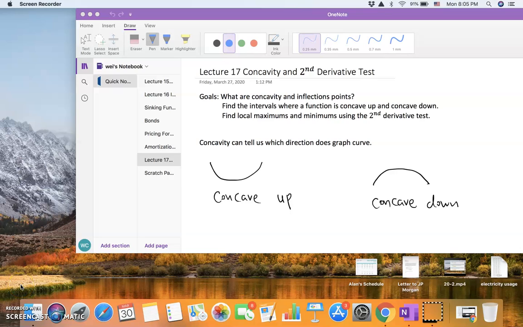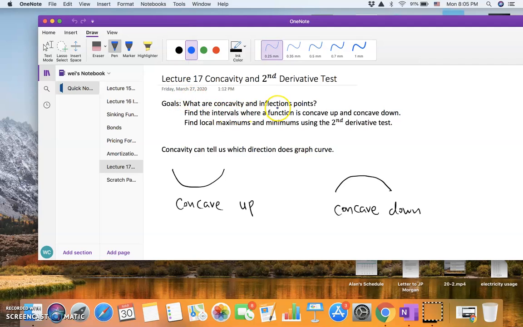Hi everyone, in this video we're going to introduce concavity and the second derivative test. Here are the goals of this section. We're going to see what concavity and inflection points are, know how to find the intervals where a function is concave up and concave down, and know how to find local maximums and minimums using the second derivative test.